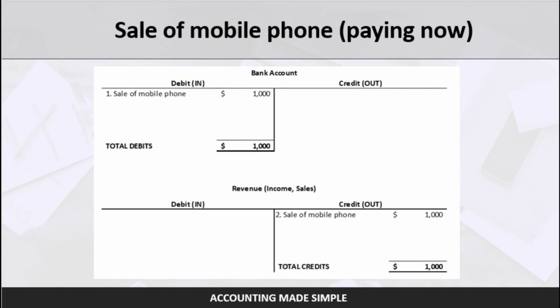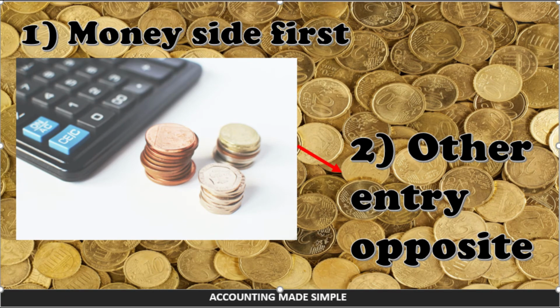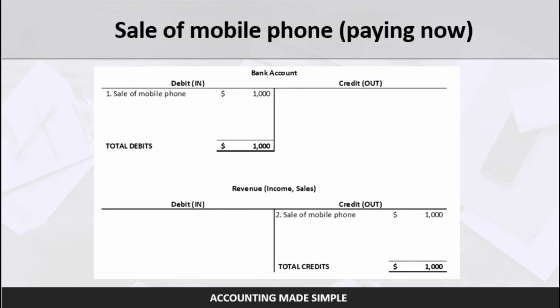Sale of mobile phone and the customer pays immediately. If you sold a mobile phone for $1,000 and the customer paid immediately, the accounting entries would look like this. Remember, look at the money side of the transaction first. The other entry will always be opposite. What is happening with money or bank?